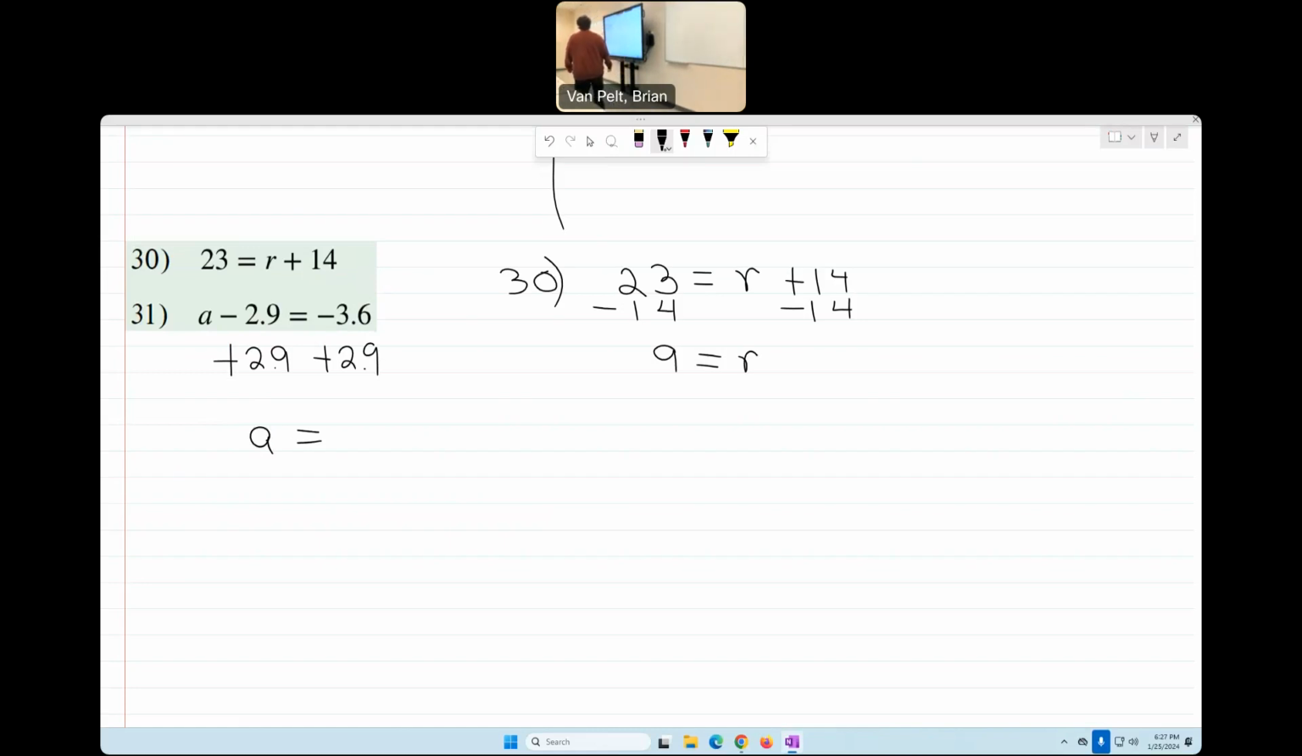So what do you do when they have opposite signs like that? Somewhere off to the side, you do a computation like this: 3.6 minus 2.9. And you'll find that that is 0.7. That means it's going to be negative 0.7.